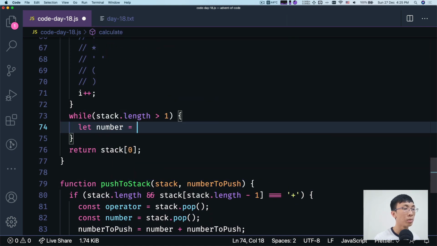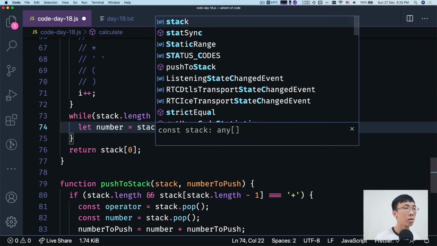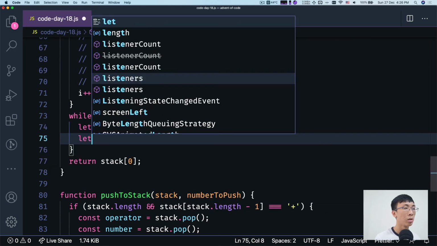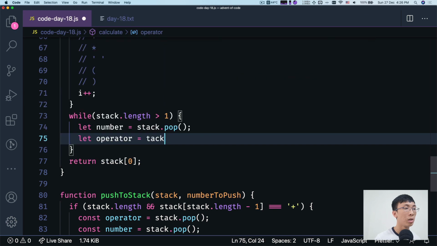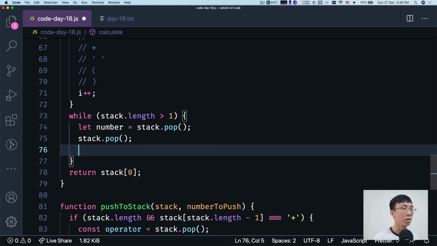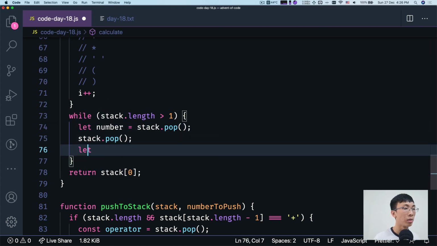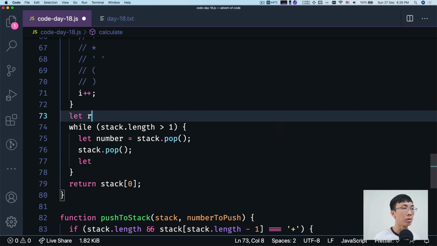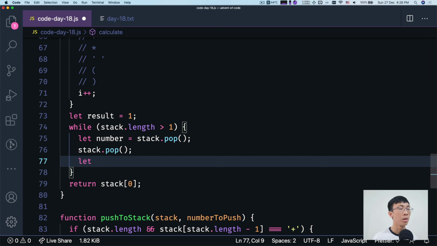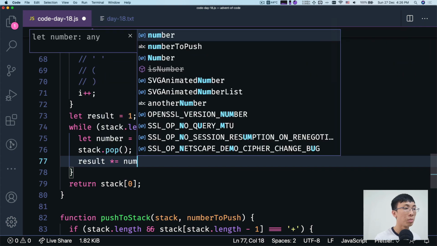let number equal to stack.pop. Let operator equal to stack. I think we don't need the operator. Right, and then let's get another. I guess over here we don't have to use stack 0 anymore. We can have something like result equals 1, because we're gonna do multiplication, so the result will always start with 1 and then we can keep multiplying by that number. So result times equals number.